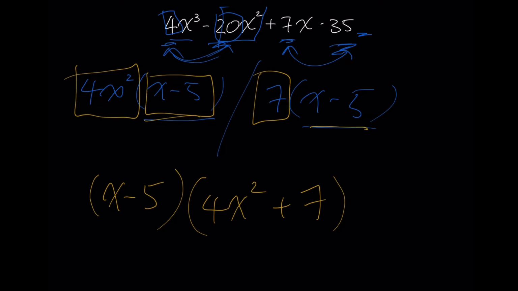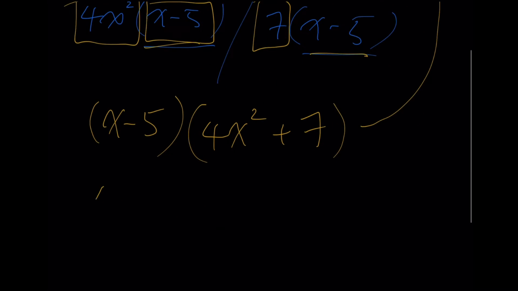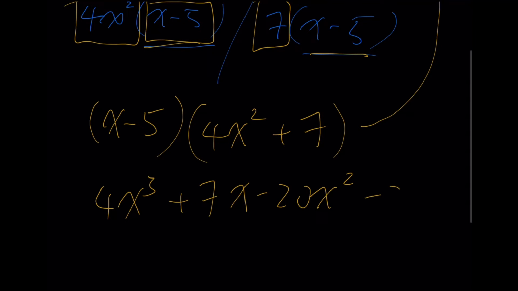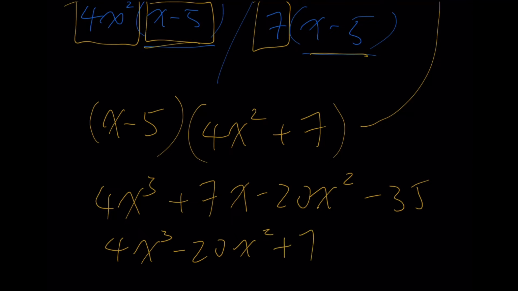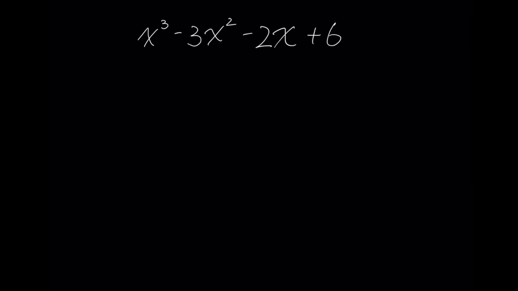With this, if you multiply it out, you should get the same as this. So 4x to the power 3 plus 7x minus 20x to the power 2 minus 35. If we rearrange that, 4x to the power 3 minus 20x to the power 2 plus 7x minus 35. Same as the top. Now we have a new equation.